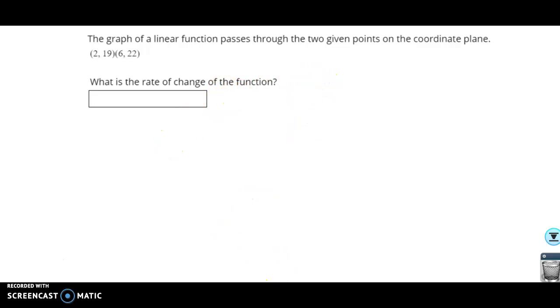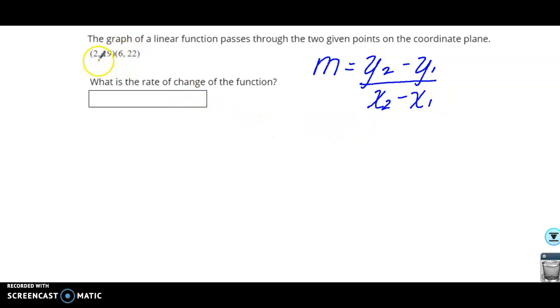Let me get the pen turned on here. Now, with this recording device, handwriting is really iffy, so you're not going to get my usual great handwriting on these. Remember the slope formula. M stands for slope. It is y2 minus y1 over x2 minus x1. Okay.